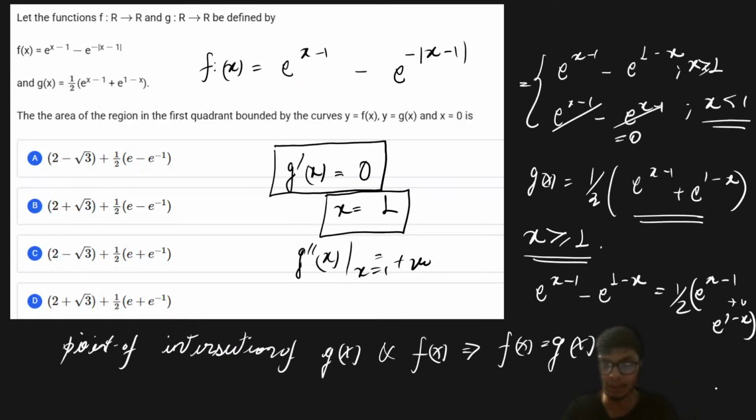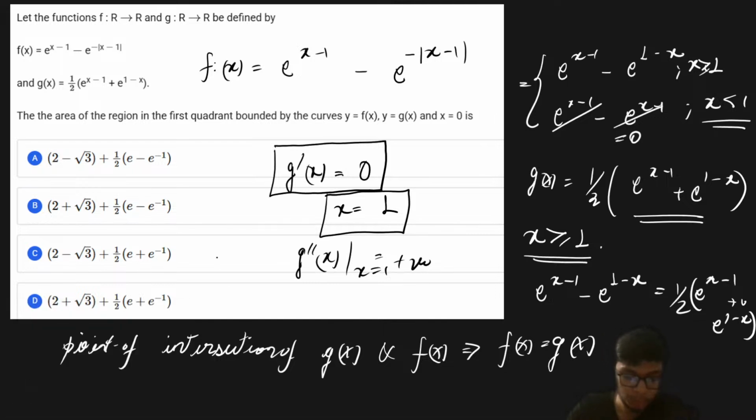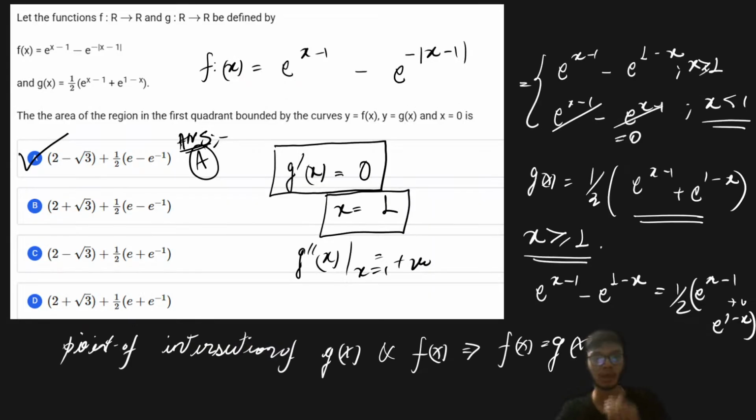So if you evaluate the answer according to this expression over here, it is going to be 2 minus root 3 plus half times of e minus e to the power minus 1. So with this we have answered this particular problem as option number A. Okay, as option number A, that is going to be the correct answer. As you can see, if you put in the integration limits and evaluate the solution, the answer is going to come out as option number A. Is this part clear to all of you?